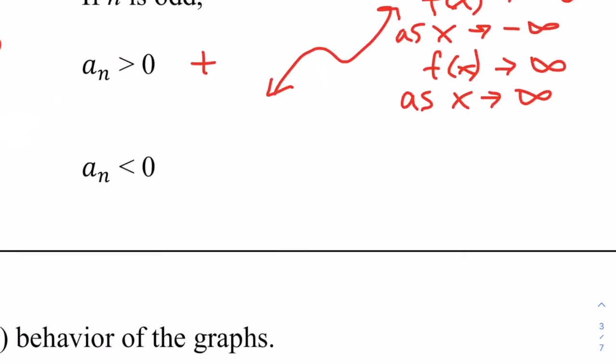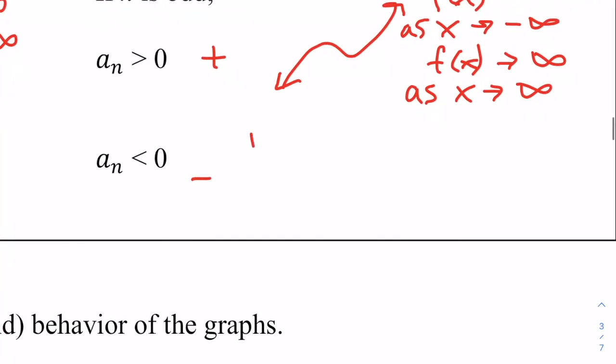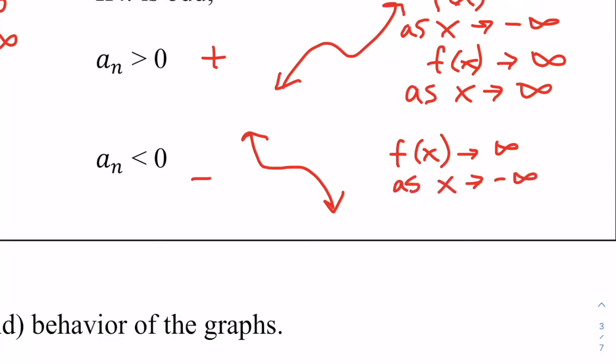Now, if something is negative, the overall picture of a cubic or odd degree would be decreasing. So as x approaches negative infinity, f of x is going towards positive infinity. So it's almost considered like the opposite. So if f of x is approaching negative infinity, it's going down to the right, and that's as x approaches infinity.